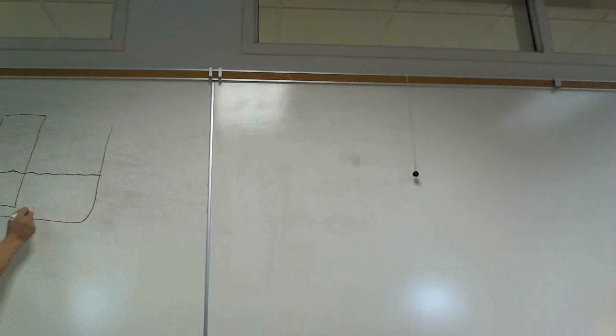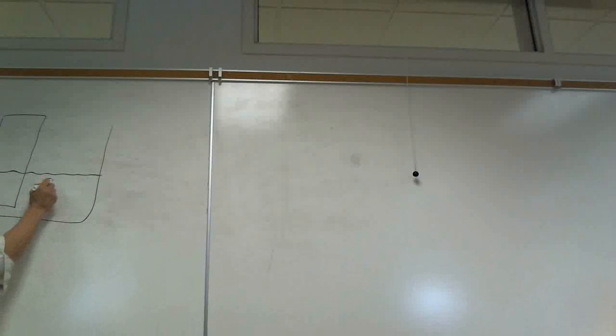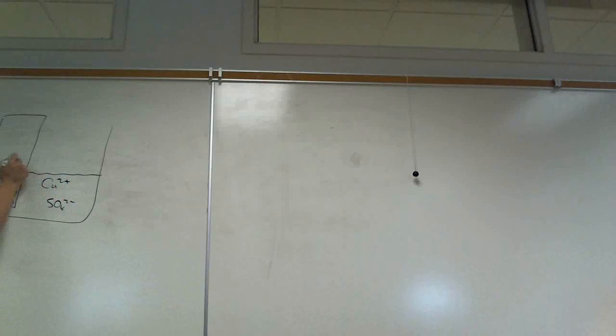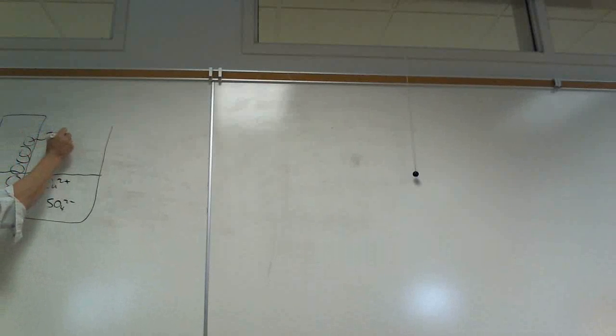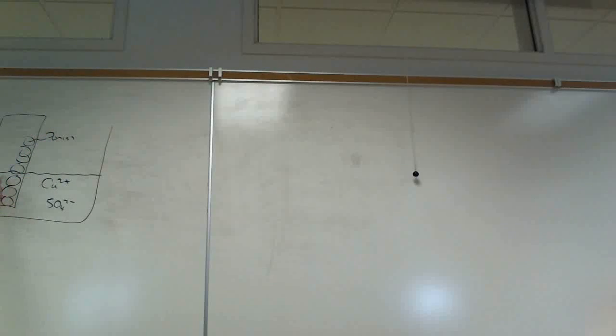Slow motion. All right, in the solution we have copper 2 ions and sulfate ions. And then the zinc bar, we just have zinc atoms. In the solid state, just some crystalline zinc here, like this. And so what happens is this.